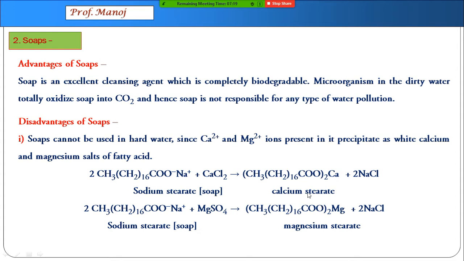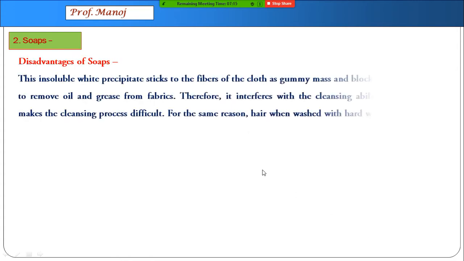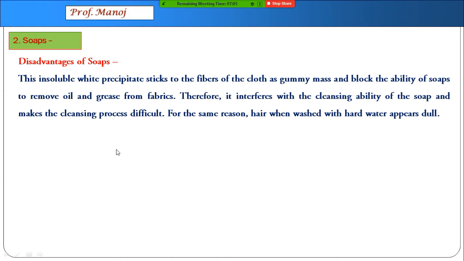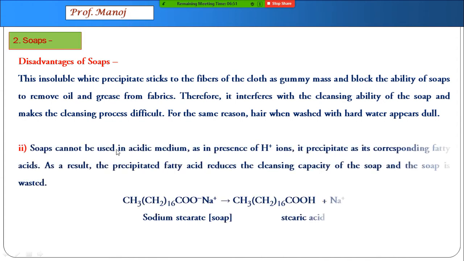Now, due to these formulae, calcium stearate or magnesium stearate, they create an insoluble white precipitate. This precipitate will either stick to our hair while taking a bath or to the fibers of the cloth if you are washing with soap, and they will destroy the good properties of them. So overall, whenever water is hard, soap will not work correctly.